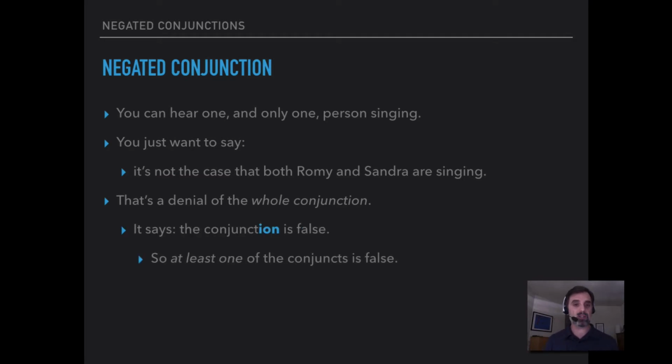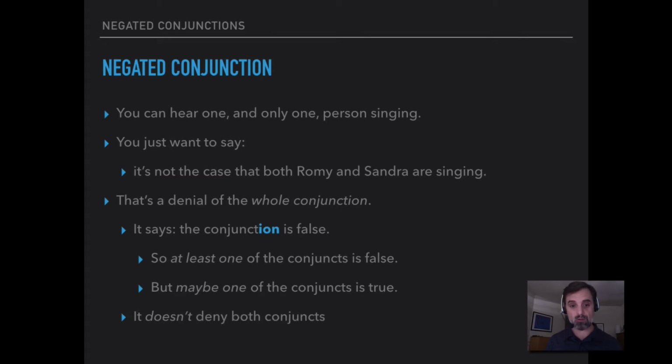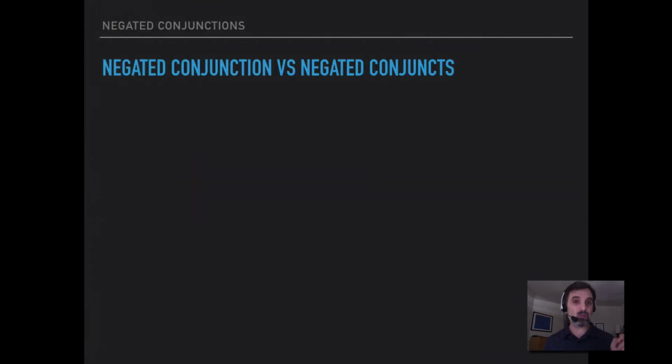So what we're saying is the conjunction is false, the whole thing, and that means at least one of the conjuncts is false, but maybe the other one is true, right? The conjunction is true if both of the conjuncts are true, and otherwise it's false. So when you say the conjunction is false, you're saying at least one of the conjuncts is false, but you're not necessarily saying they're both false. Maybe they are both false, but when you deny the conjunction, that's not what you say. So let's get clear about that.